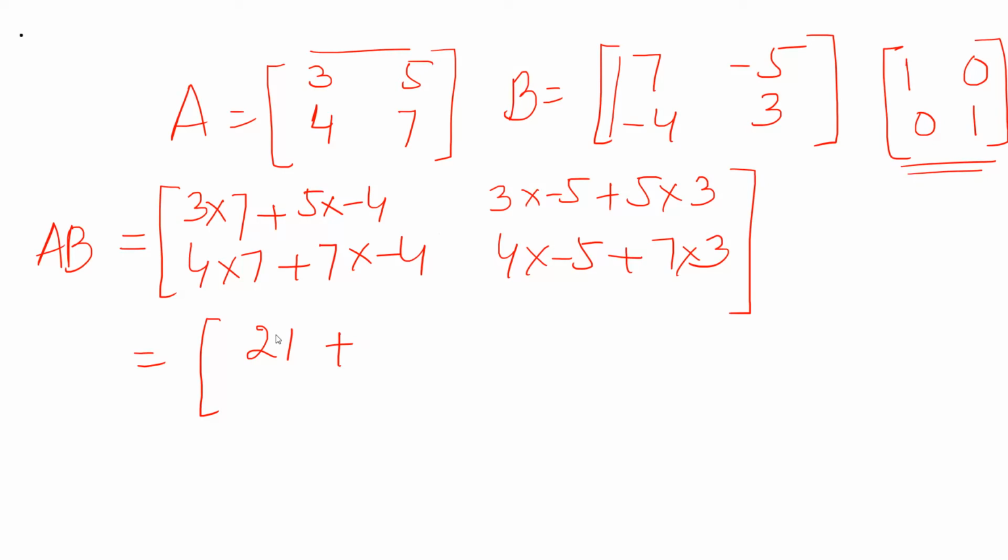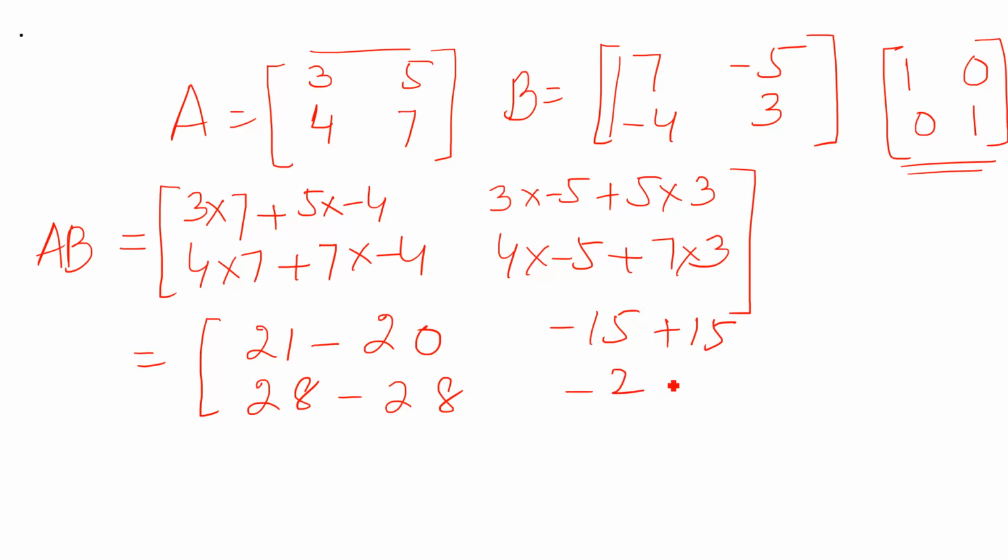Sorry, this is wrong. It is -20. So it will be -20. This is 28, -28. Here is 15 negative, positive. This is 20 and then plus 21. So see, 21 minus 20 is equal to 1. The positive and negative will cancel out each other. Same thing here. 1 is here, which is equal to I.